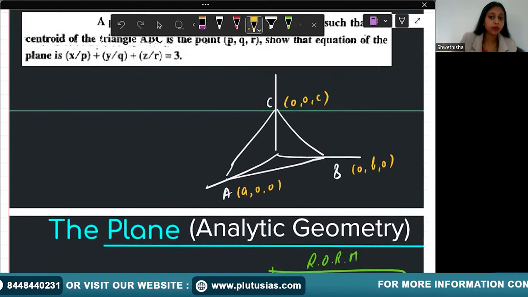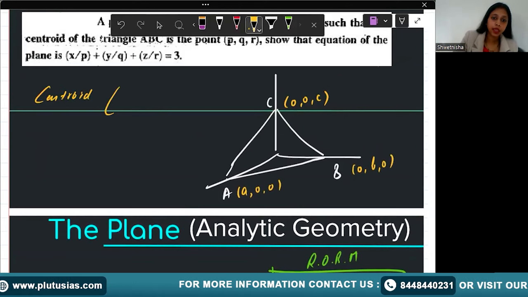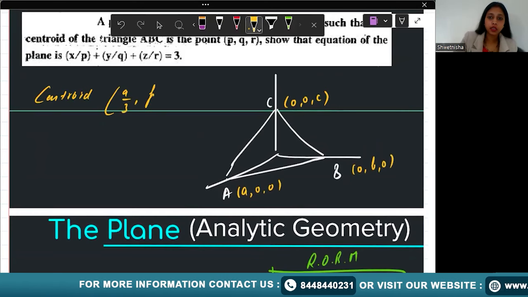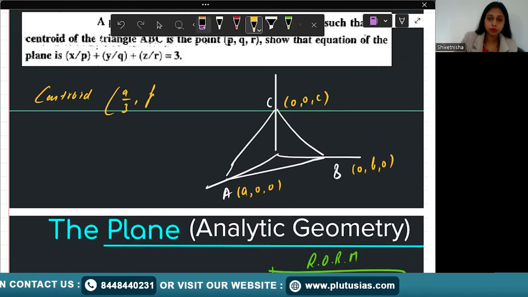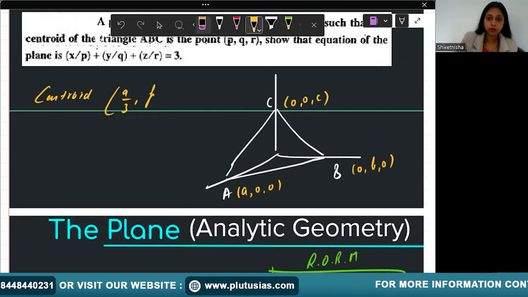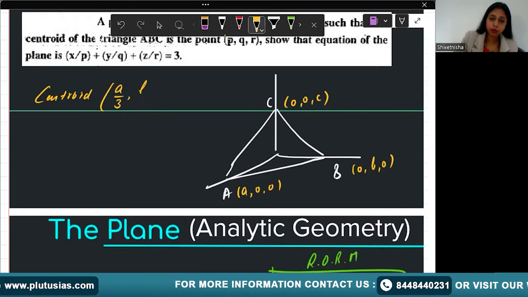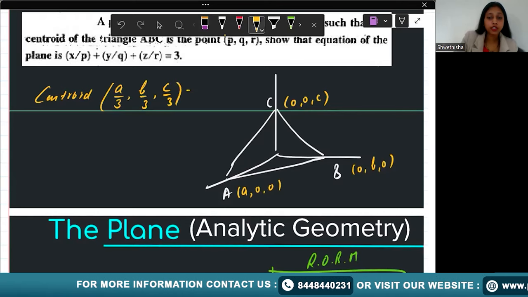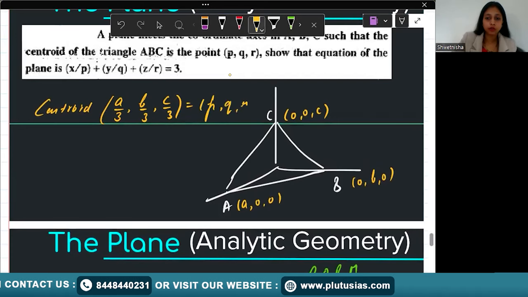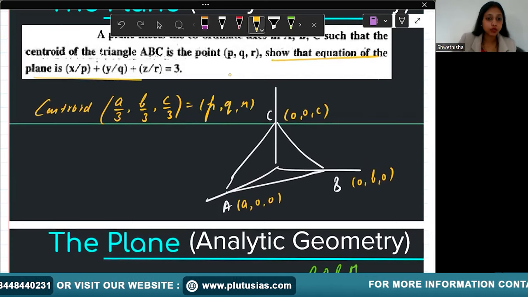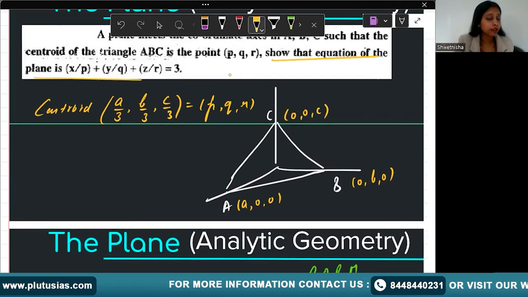So what will be the centroid of this triangle? The centroid will be a by 3, comma b by 3, comma c by 3. But the centroid, they have given in the question as P, Q, R. So this is actually P, Q, R. Moving ahead, show that the equation of the plane. I know what the intercepts are, so I can simply use the intercept form and find the equation.